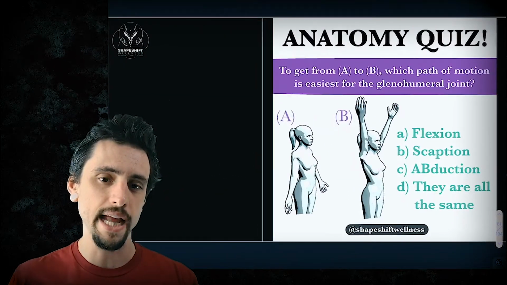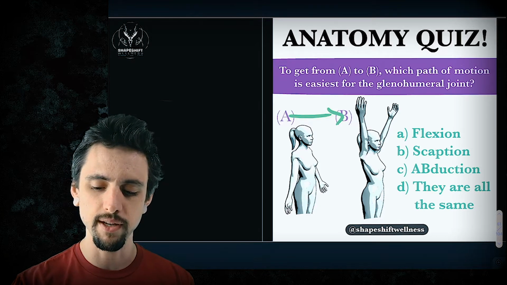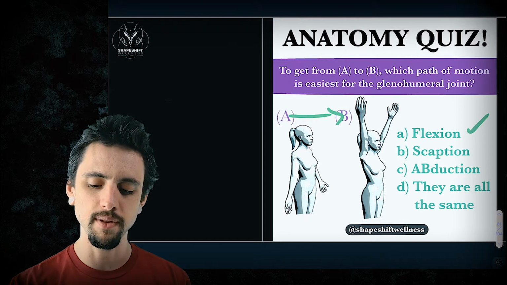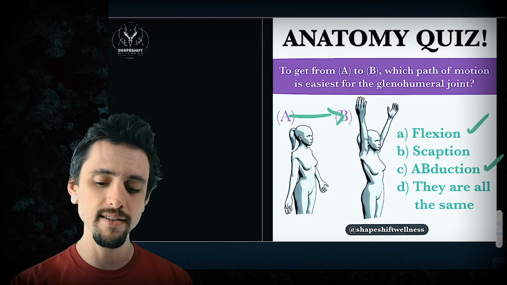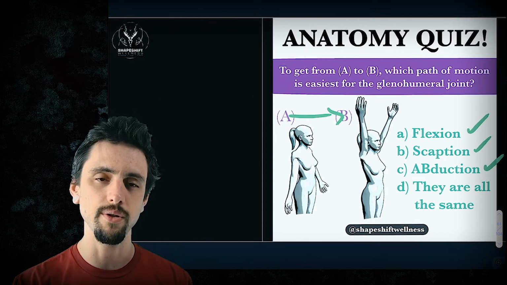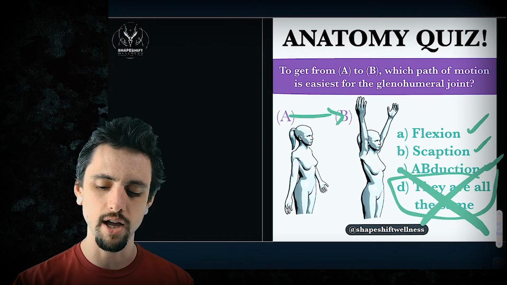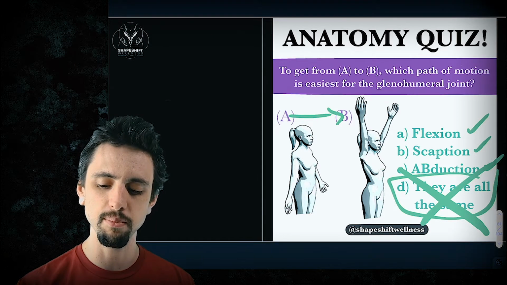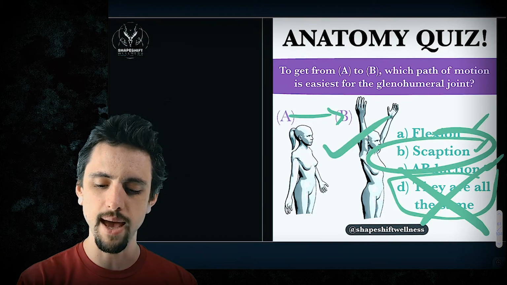So to get from position A to position B, we've got 3 basic options. We can flex the arm, that would be to reach forward and up. I'm going to skip letter B and go to abduction. Abduction would be reaching out to your sides and then up. And then there's scaption, and scaption would be reaching sort of in between those options. Some people think that they're all the same, but that is just not true. There are good reasons why one would be different than the other for certain people. So the correct answer is scaption. Okay, scaption is the correct answer.